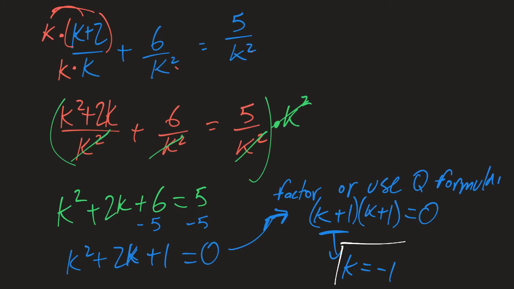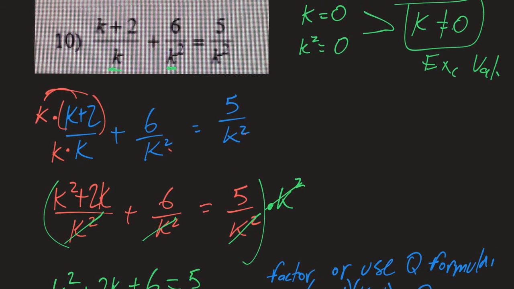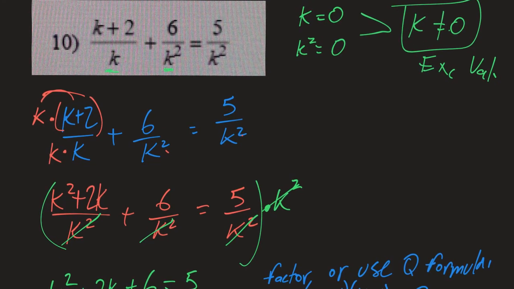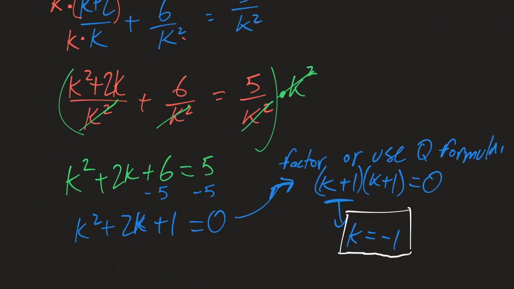And we should, of course, check if this answer is valid. So let's go back to our excluded value list and make sure it's not on the naughty list. I see my excluded value is 0. This answer is not 0, so we're good to go. And we just double checked our work.